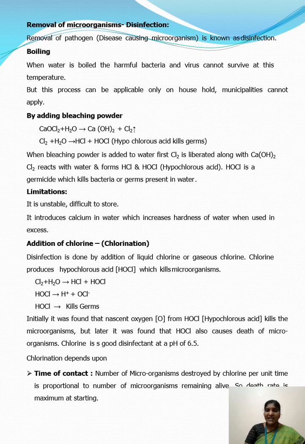So chlorination can depend upon what factors? It can depend upon, the most important point being, time of contact. The number of microorganisms destroyed by chlorine per unit time is proportional to the number of microorganisms that remain alive. So the death rate is at a maximum at the starting point. So this is about chlorination.